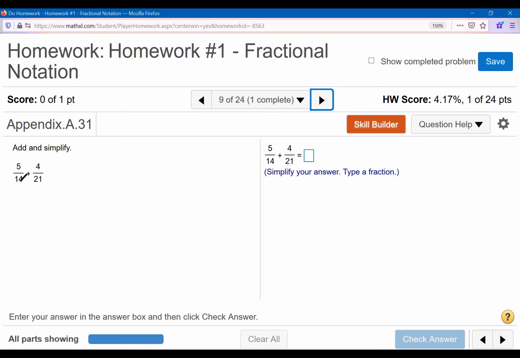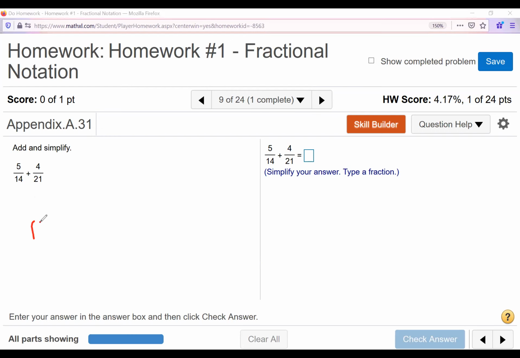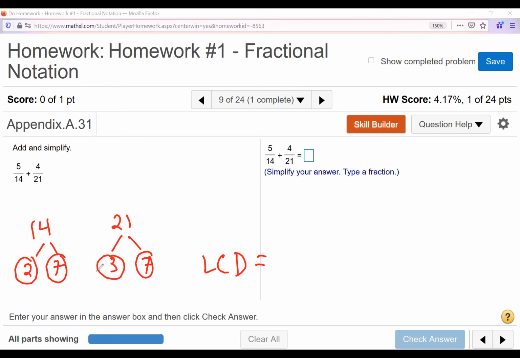So here's one way to do it for this problem. 5 over 14 plus 4 over 21. The common denominator between 14 and 21. Let's see how we can figure that out. One way to do it is actually make some factor trees and break down the 14 and break down the 21. So 14, that's equal to 2 times 7. 21 is equal to 3 times 7. So your least common denominator, it needs all of these prime factors, but we don't need to repeat that factor of 7.